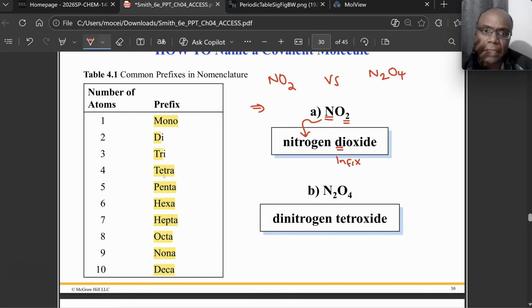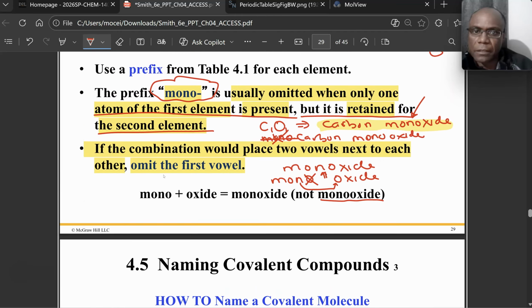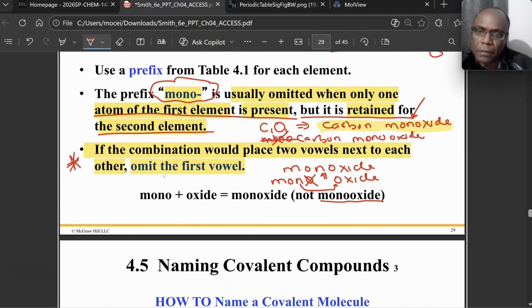Okay, remember oxygen appearing as an anion, it's going to be oxide. Here you have 2 of the first element, so it's dinitrogen, and 4 of the second element, tetroxide. So you know we should have said tetraoxide, but you have 2 vowels, a and o. So we omit the a and we go with the o, tetroxide. Okay, which is what this rule right here was telling us.